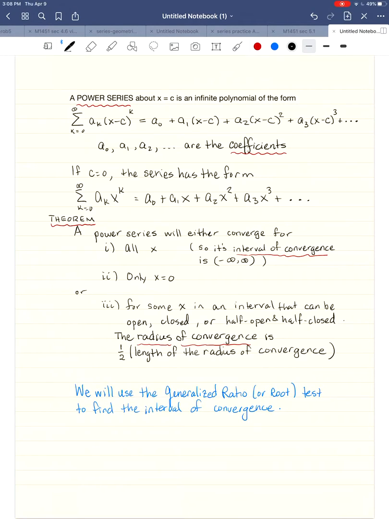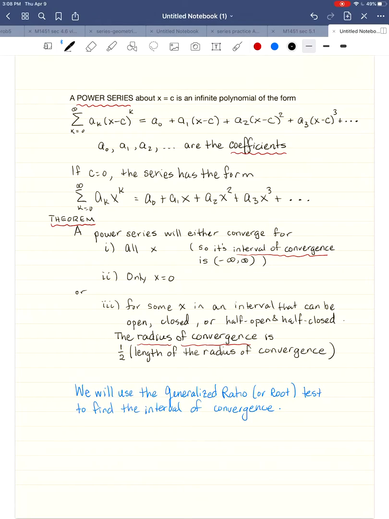A power series centered at x equals c has the form of the series a_k times (x minus c) raised to the k, from k equals 0 to infinity. If you expand that out, it looks just like a polynomial: a0 plus a1 (x minus c) plus a2 (x minus c) squared plus a3 (x minus c) cubed, and on and on. An infinite polynomial.